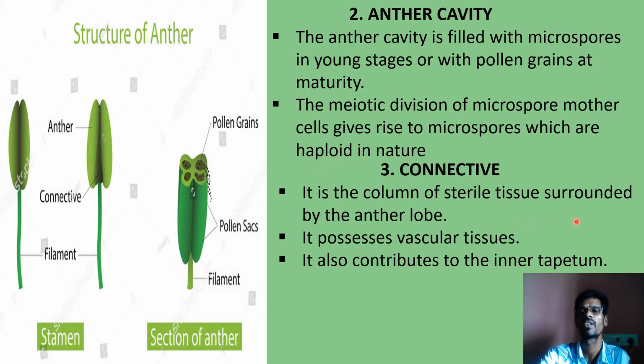And finally the connective, which connects both anther lobes, is nothing but connective tissue. It is a column of sterile tissue surrounded by the anther lobes. It possesses the vascular tissues and it also contributes to the inner tapetum. So with that the androecium is over.